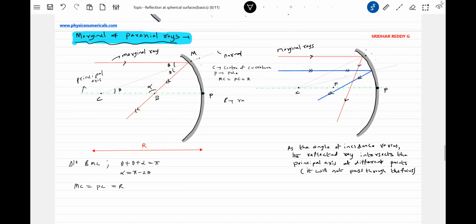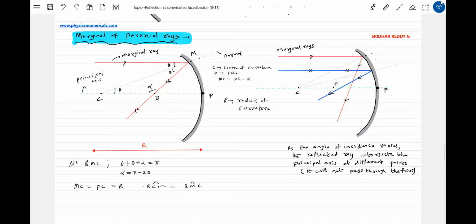What is R? R is called the radius of curvature. Then angle BCM should be equal to angle BMC, and it becomes an isosceles triangle. So therefore, these two angles will be equal from the geometry. Then this distance BC should be equal to BM. Already we have derived this earlier, and MC should be equal to PC.